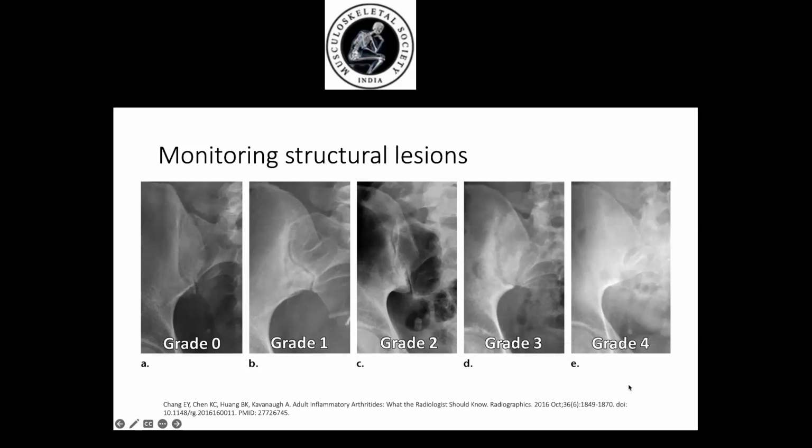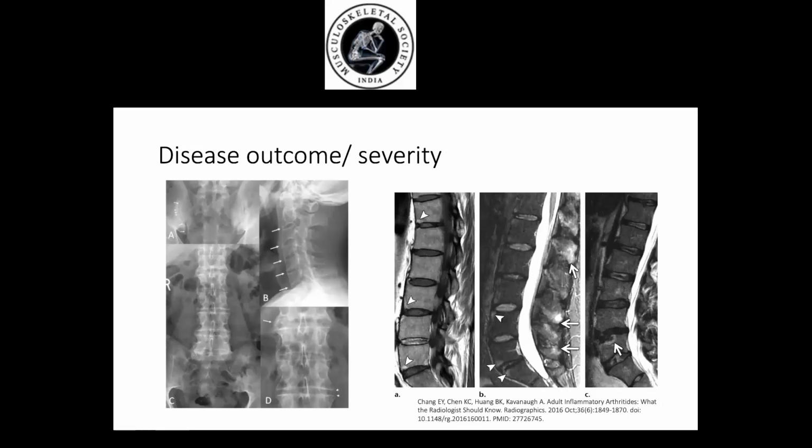Having said that, structural lesions such as erosions and fatty infiltration, erosions basically, are monitored using radiographs, and that is the NYHA. I've just taken the NYHA to show the progression. This has previously been discussed. I wouldn't go into the details, but grade 3 is clearly abnormal, grade 2 is mildly abnormal, grade 1 is suspicious, and grade 4 is fused.